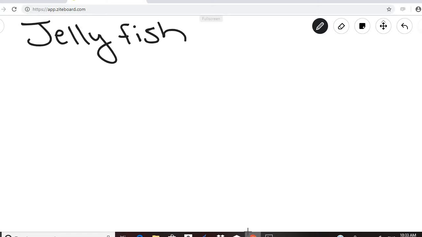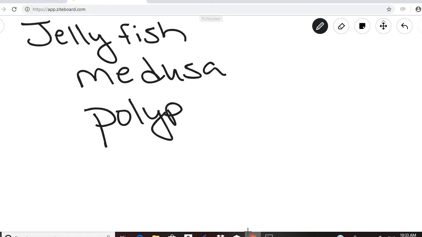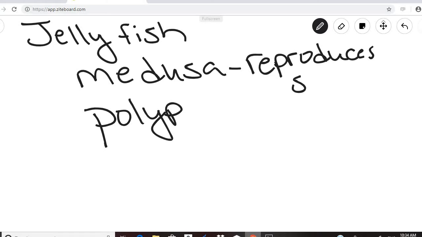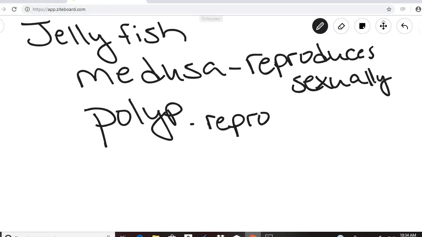Okay, let's look a little bit in more detail now at the jellyfish. So the jellyfish that we typically think of is in the medusa form, but as I already mentioned, many jellyfish also go through a polyp form during their growth and reproduction. So in terms of reproduction, the medusa reproduces sexually. We'll look at a figure here, and this will make a little more sense. The polyp form can reproduce sexually or asexually.